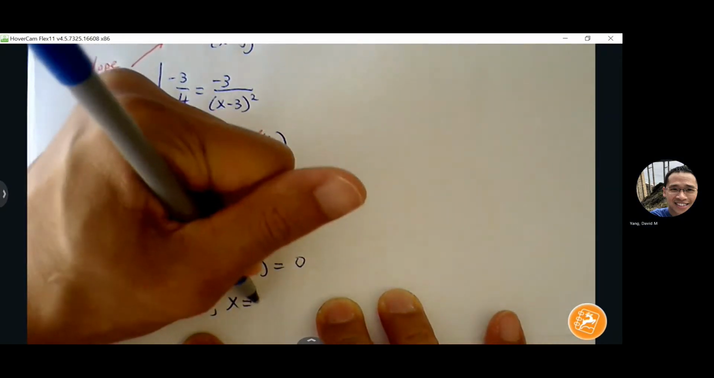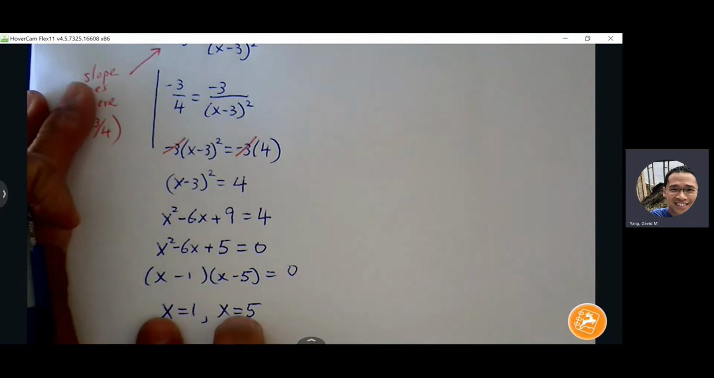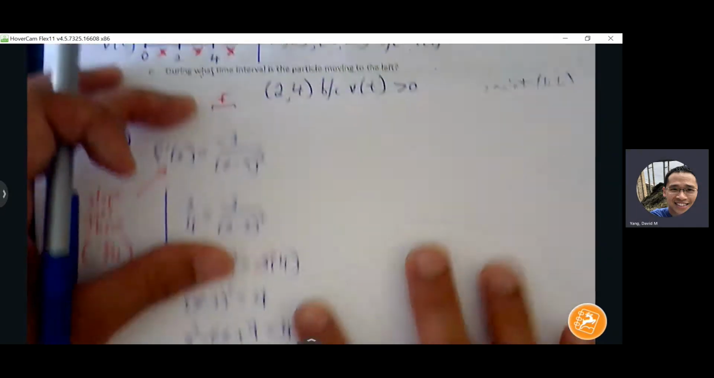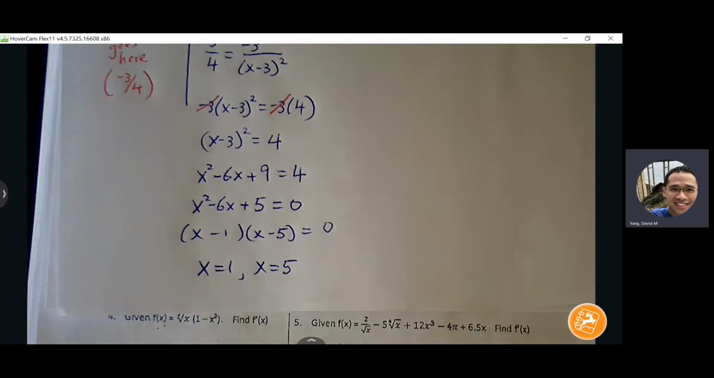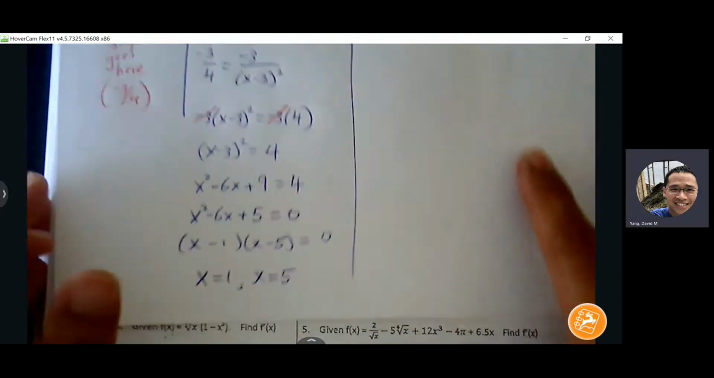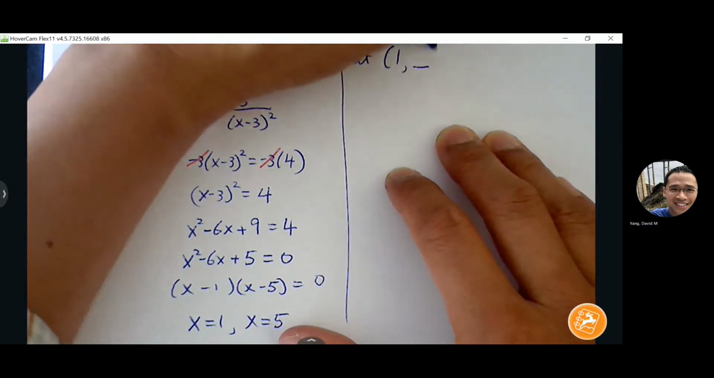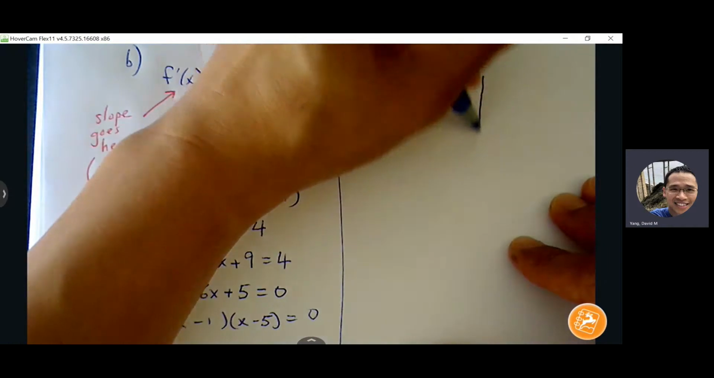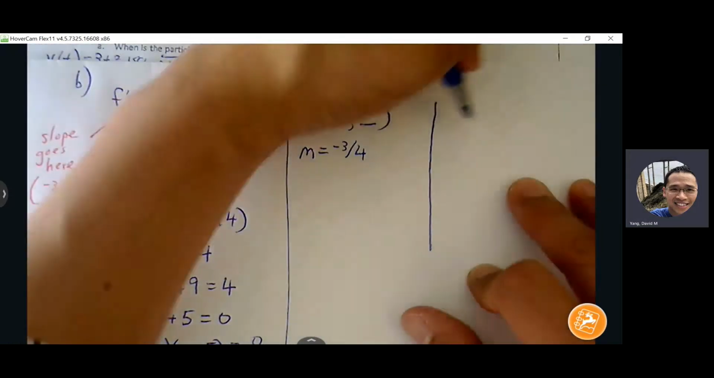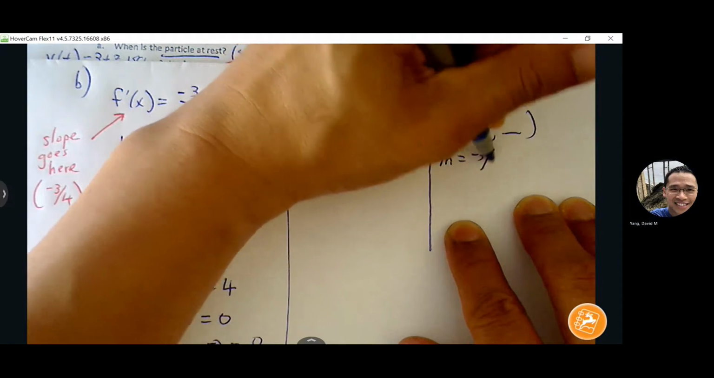Now, what does that tell us about this graph behavior? There are two different locations on this graph where the slope is -3/4. So what that means is we got to worry about two separate tangent line equations. So at x equals 1, we got to find the ordered pair, the slope of -3/4, and we'll create an equation for that line. And also we got to worry about the other point, which is at 5. Also the same slope, right? We've already determined that. And then point slope form.